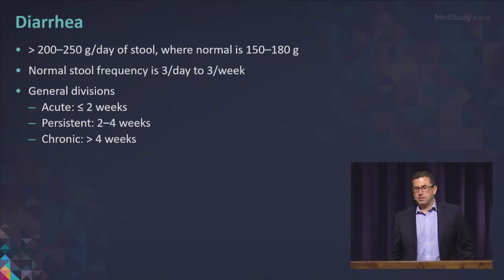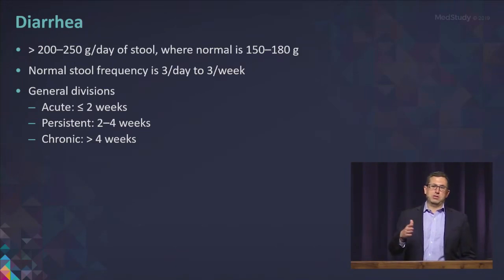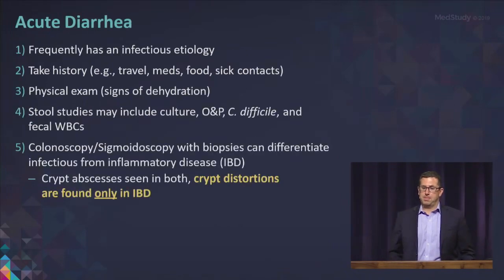So, diarrhea. Generally this is defined as greater than 200 to 250 grams per day of stool, where the normal is 150 to 180. Normal stool frequency could actually vary from 3 times a day to 3 times a week. So you really have to know what your patient's baseline is to determine if there's an abnormality. General divisions are acute diarrhea less than 2 weeks, persistent 2 to 4 weeks, and chronic greater than 4 weeks.